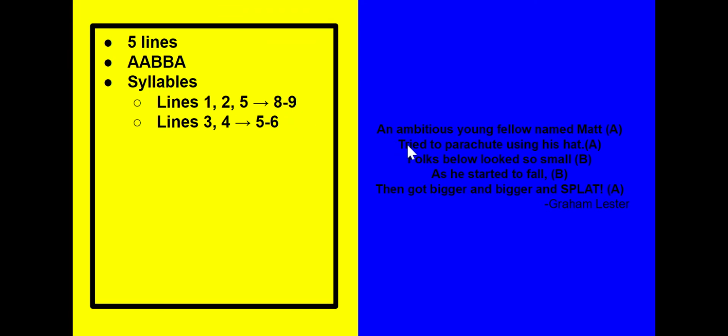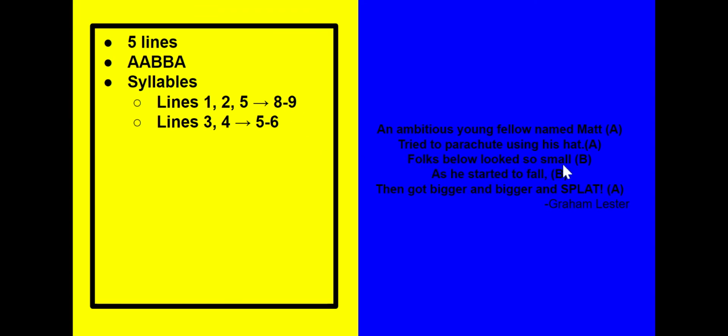The next line, tried to parachute using his hat. Tried is 1 syllable. To is 1, so we're up to 2 syllables. Parachute, that'd be 3, 4, 5. Using, be 6, 7. His is 8 and hat is 9. So again, it follows that range. It's good to go.